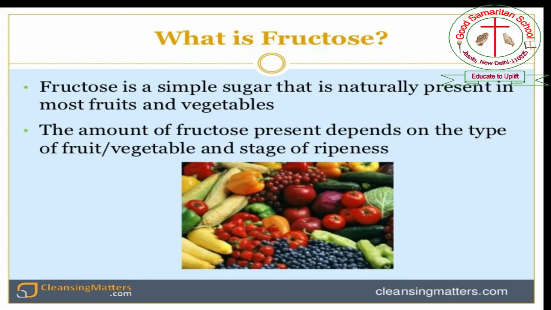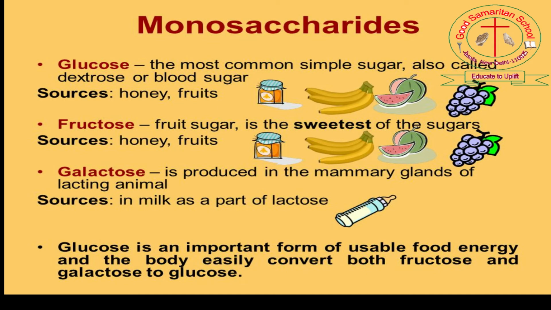The other common monosaccharide is fructose. It is the primary monosaccharide found in fruits and plants, and the other is galactose, which is the primary monosaccharide found in milk. All these monosaccharides are single 6-carbon sugars with the chemical formula C6H12O6. That means 6 carbon atoms, 12 hydrogen atoms, and 6 oxygen atoms.